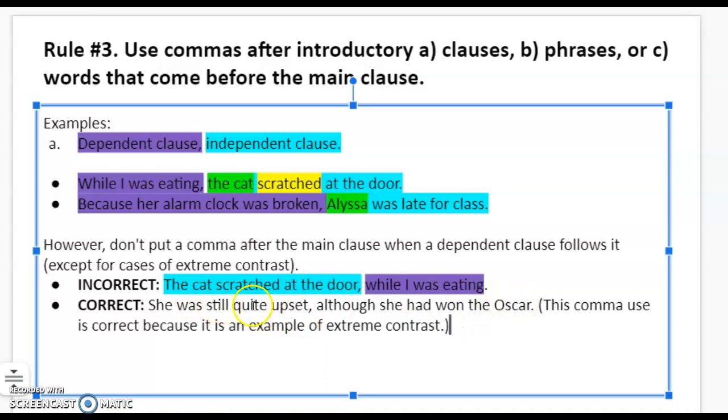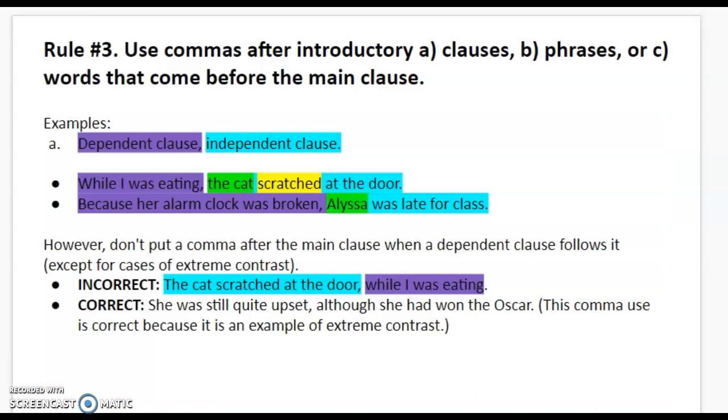But the extreme contrast is the sentence: she was still quite upset, although she had won the Oscar. So you wouldn't expect someone to be upset having won an Oscar, like sad upset. So in that case, since there's extreme contrast, you would use a comma. Not confusing at all, right? Thanks, English language, for being crazy.